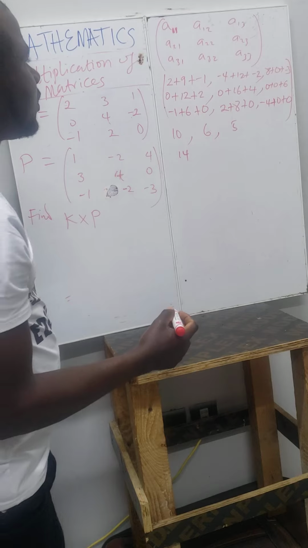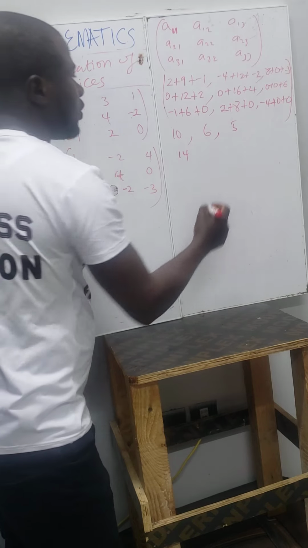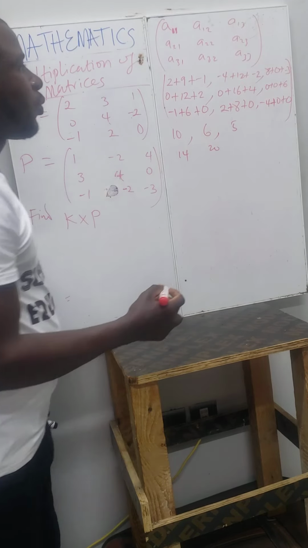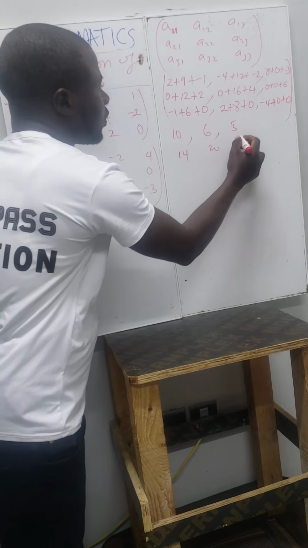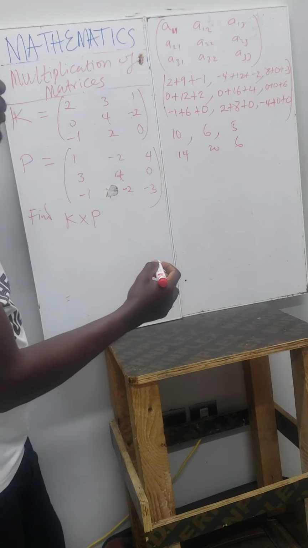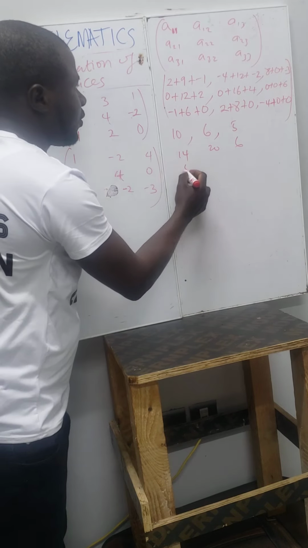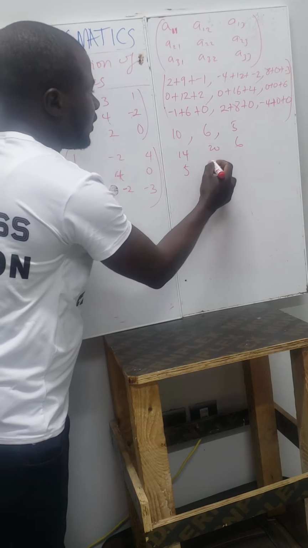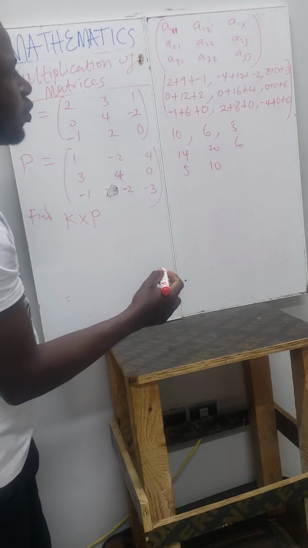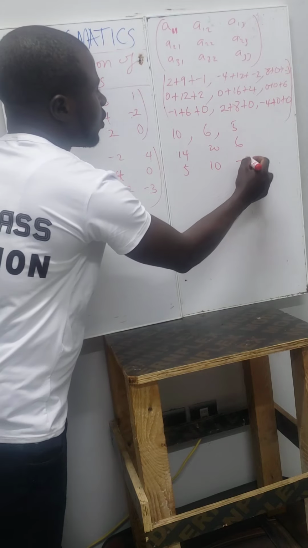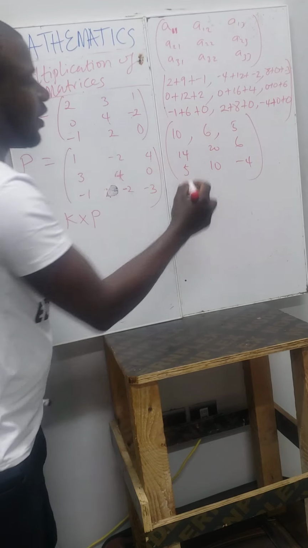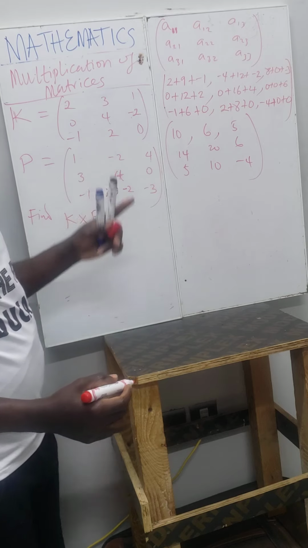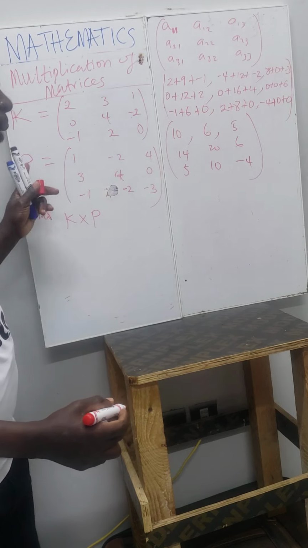0 plus 16 is still 16. 16 plus 4 is 20. 0 plus 0 plus 6 equals 6. Minus 1 plus 6 is 5. 2 plus 8 plus 0, that is 10. Minus 4 plus 0 plus 0, minus 4. This is the answer of multiplication of matrix K and P.